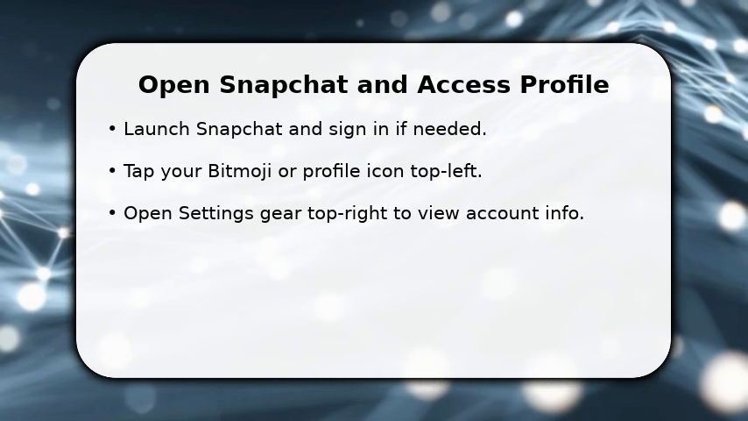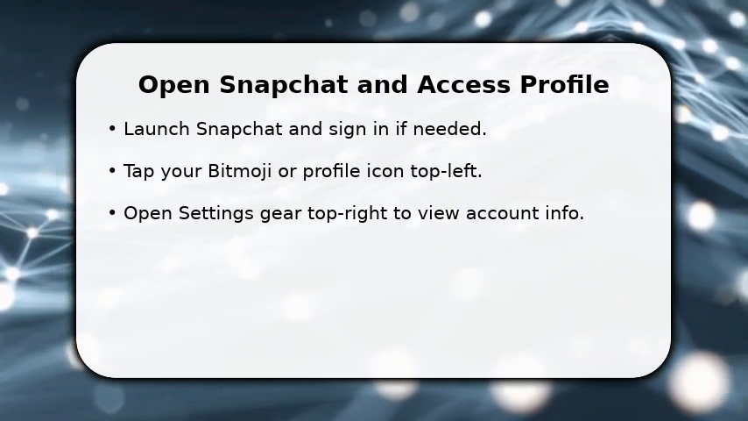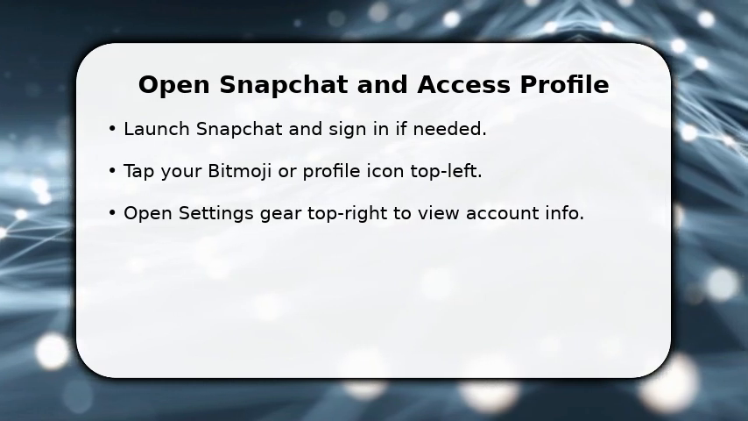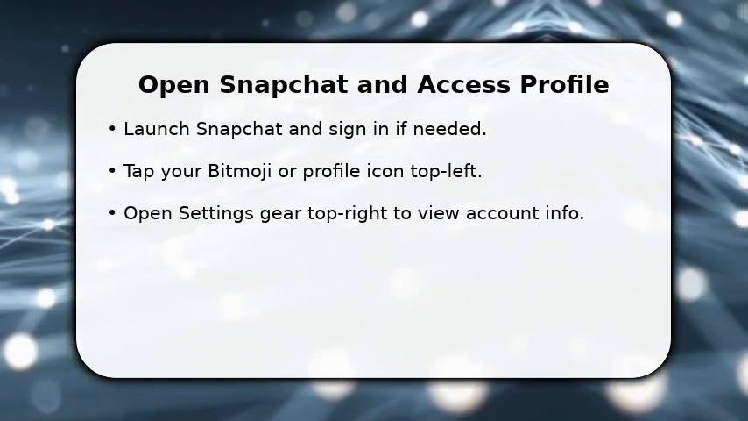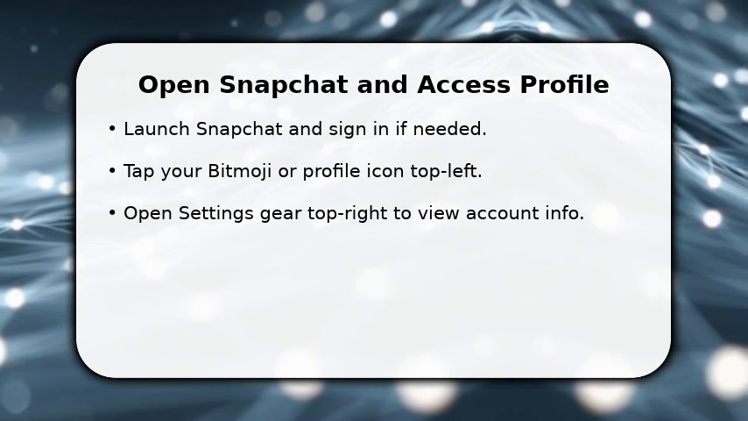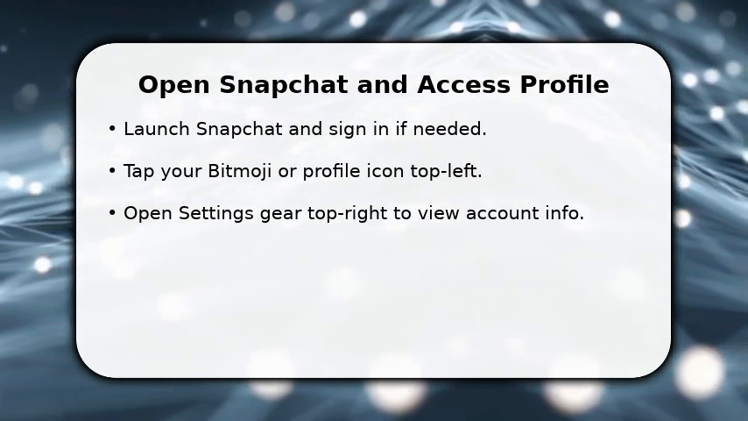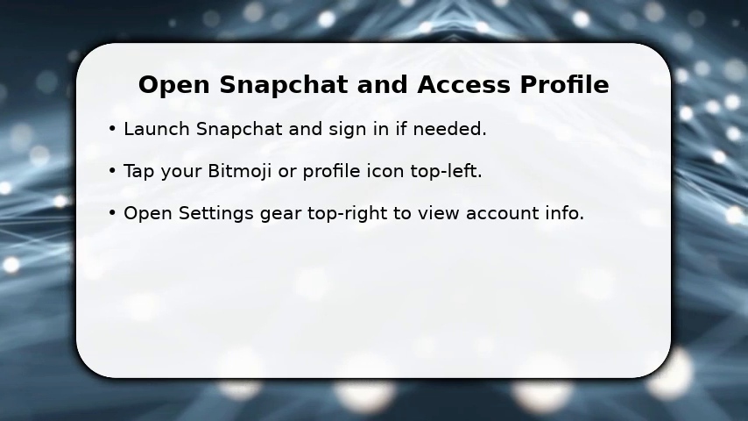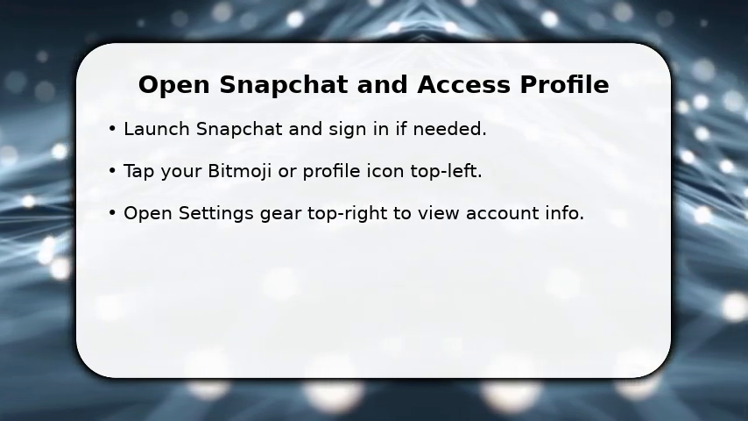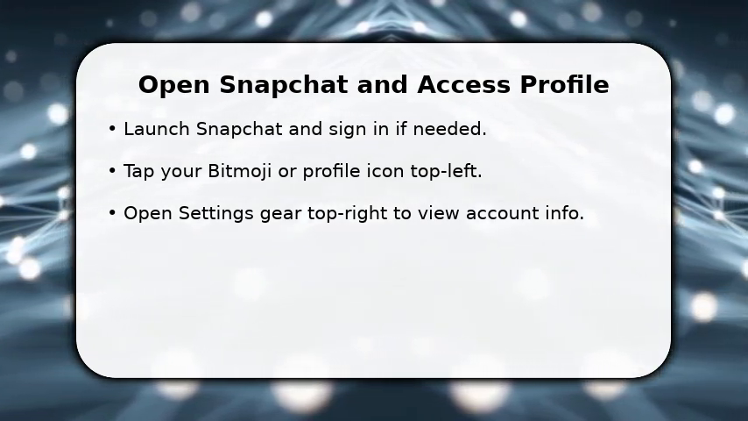Once the profile is visible, tap the settings gear at top right to confirm your username and privacy options. This step helps you interpret friend lists later. Make sure notifications and contacts access are enabled so you can compare lists quickly. This initial access gets you into the exact menus needed.